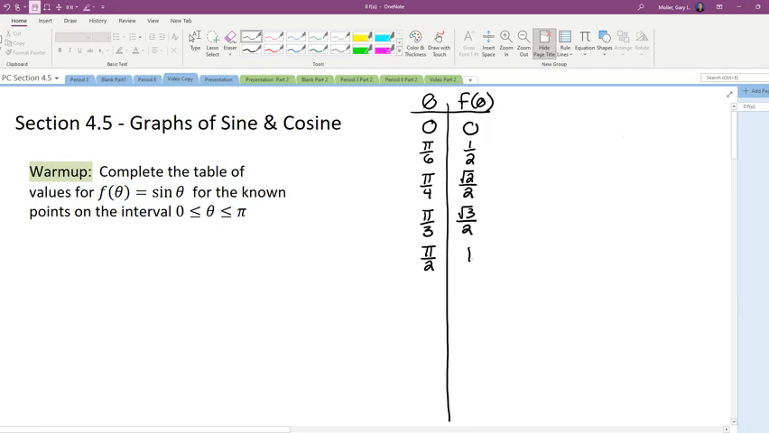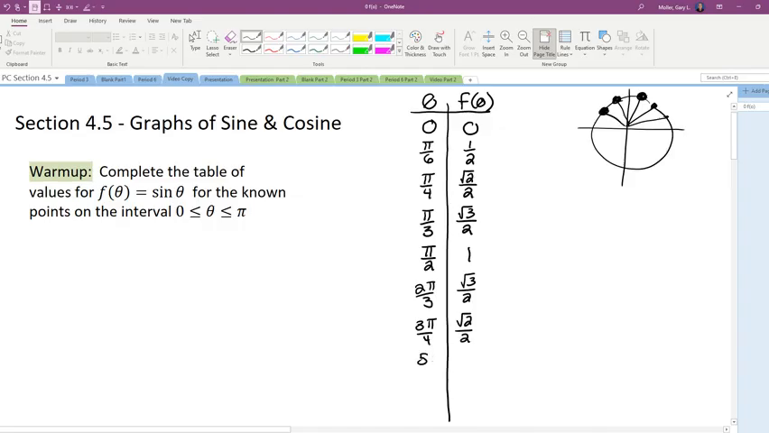Then I move into the second quadrant, so I guess I will go ahead and throw this circle on here because I can make my life a little bit easier. I know my next value of 2 pi over 3 is going to be the same answer that we got for pi over 3. So that's just going to be root 3 over 2. And pi over 4 is going to have the same answer for 3 pi over 4, so that's root 2 over 2. Then 5 pi over 6 is going to have the same answer as pi over 6, so that's a half. And then pi is going to be 0 again.